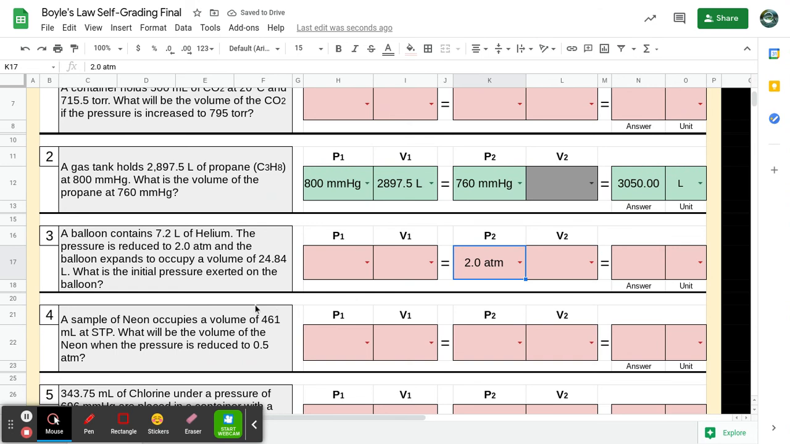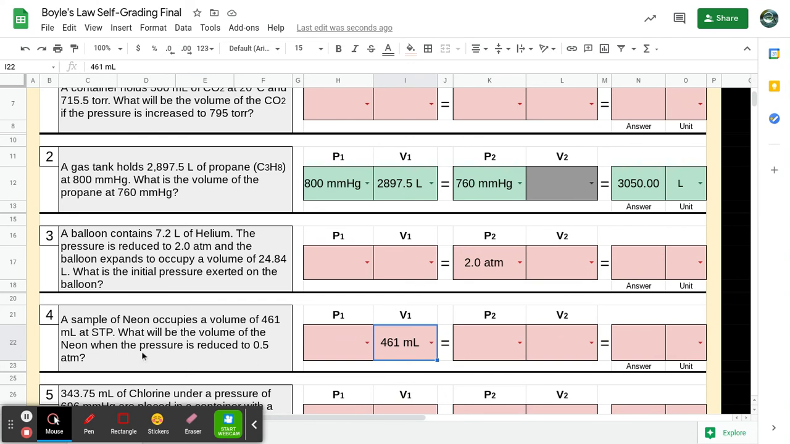And then one thing I want to mention about number 4, it tells you that you have 461 milliliters. That is your V. And it says it's at STP. That means standard pressure. There's a lot of standard pressures. There's 760 torr, 760 millimeters of mercury. We have those in an assignment that we've done previously. You just want to pick the standard pressure that matches the unit of your other pressure.